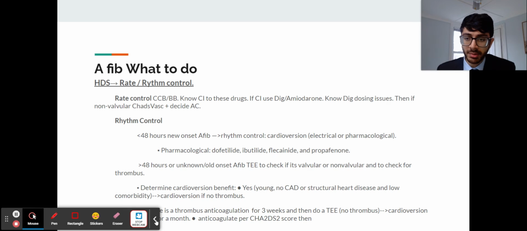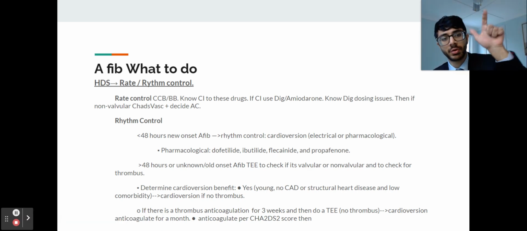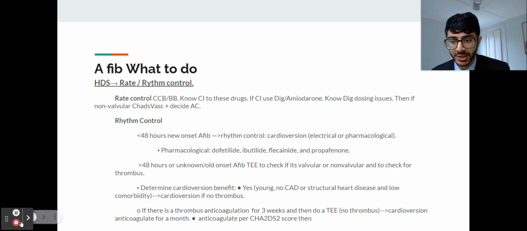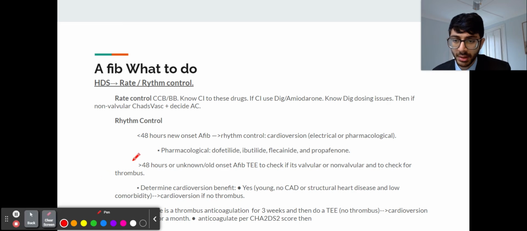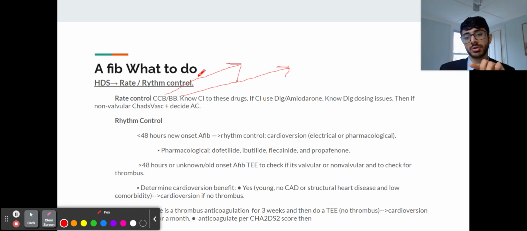AFib. So the thing about AFib is, if they're hemodynamically stable, you can rate control or rhythm control. Both are equal. What is rate control? Rate control is just fancy for either calcium channel blockers or beta blockers. Those are first line. When would a calcium channel blocker be contraindicated? Ask this of yourself. When would a beta blocker be contraindicated? Ask this of yourself. If either of these drugs is contraindicated, you're going to use DIG or amiodarone. And we previously went over DIG issues.